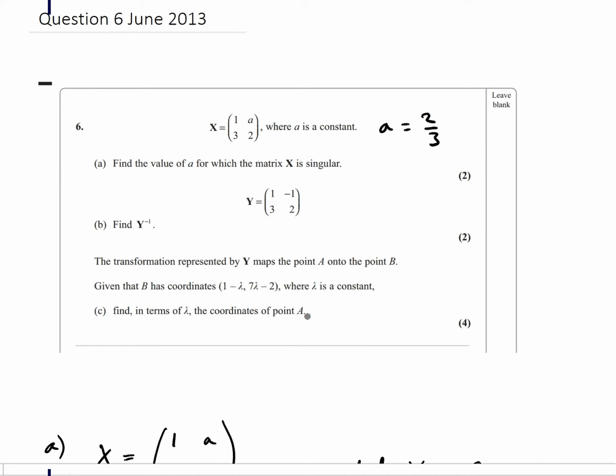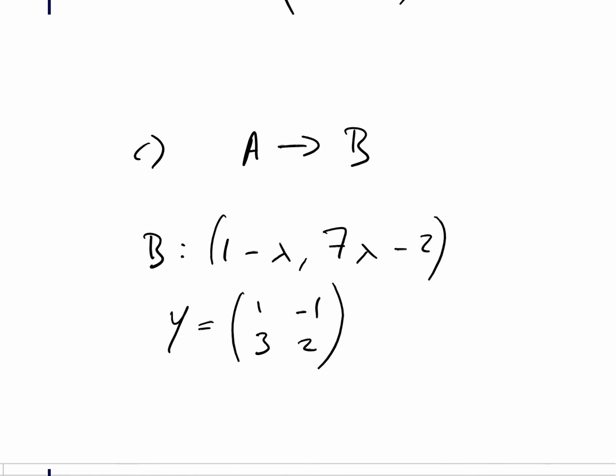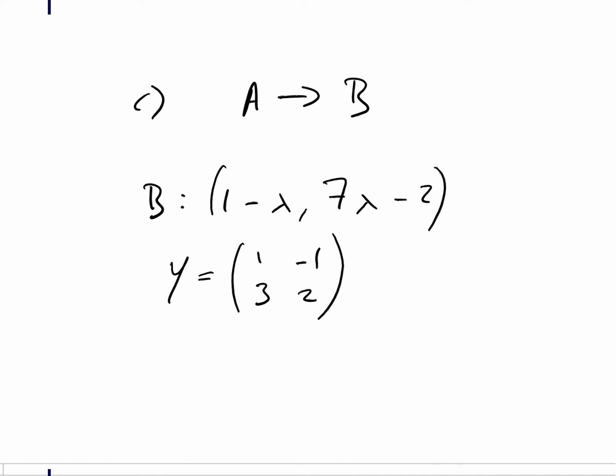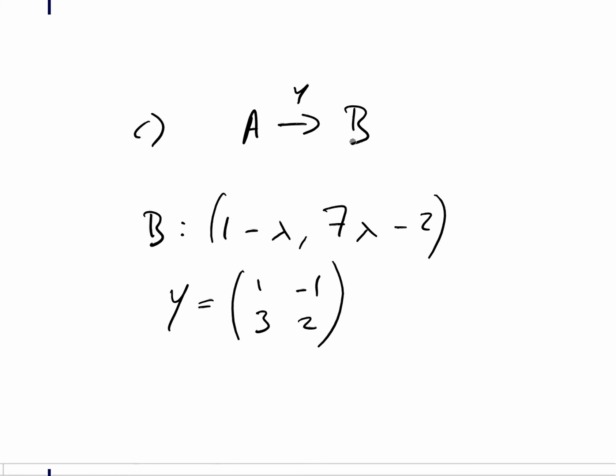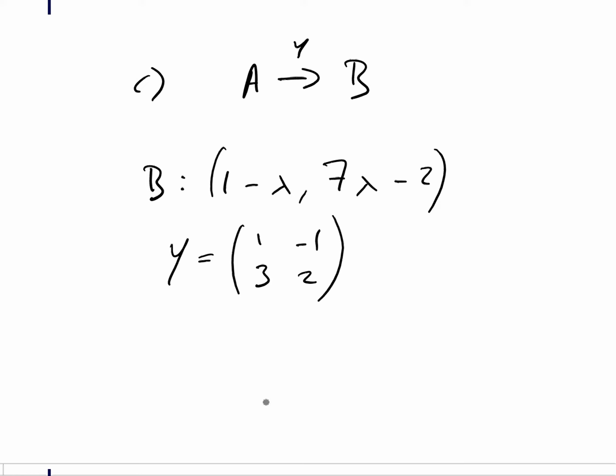Now we haven't yet done transformation matrices, but that's okay. The emphasis here isn't on the transformation, it's on the idea that we've dealt with inverses. We're told that the point A maps onto the point B under some transformation matrix, in this case Y. B has these coordinates, so we know B, and we know the transformation matrix, because that was given in the last question, and we're asked to find what A is. What we're effectively doing when we map A onto B is multiplying A. We can represent A as a coordinate matrix.